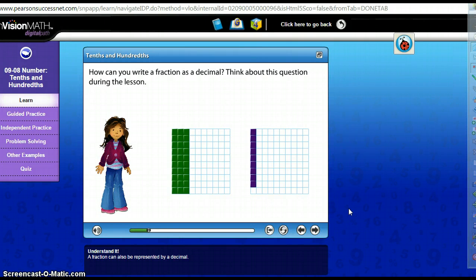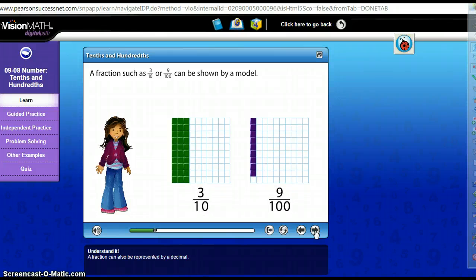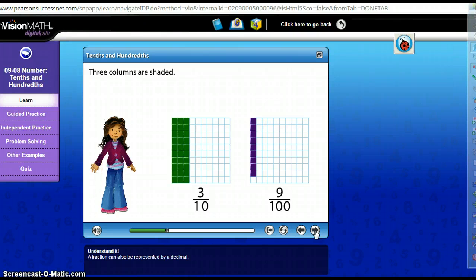Can you write a fraction as a decimal? Think about this question during the lesson. A fraction such as 3/10 or 9/100 can be shown by a model. How many columns are shaded in the first model? 3. 3 columns are shaded. How many boxes are shaded in the second model? 9. 9 boxes are shaded in.